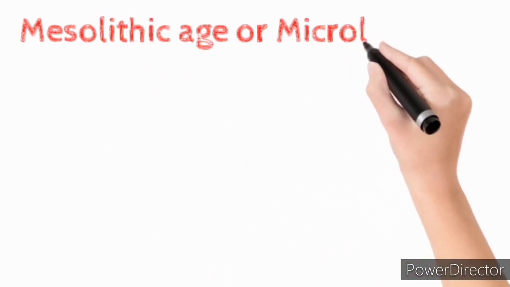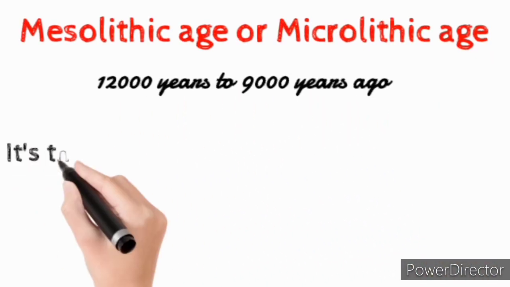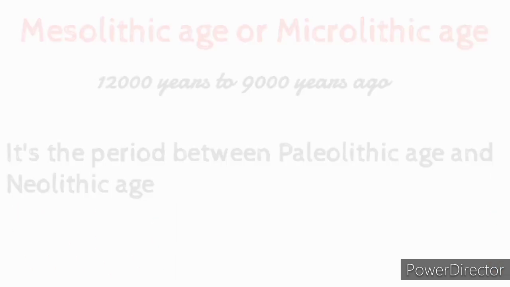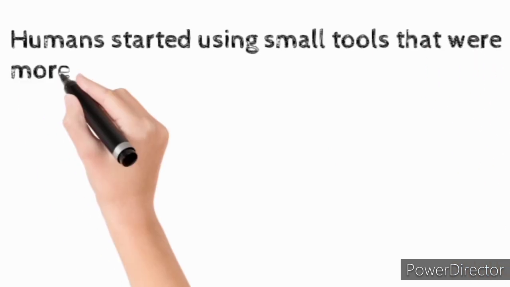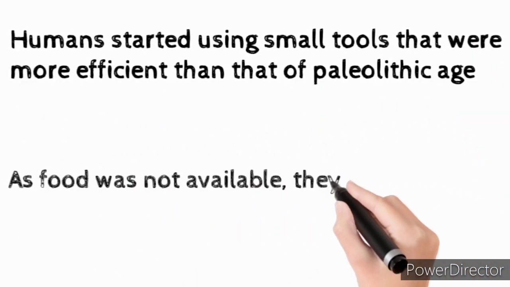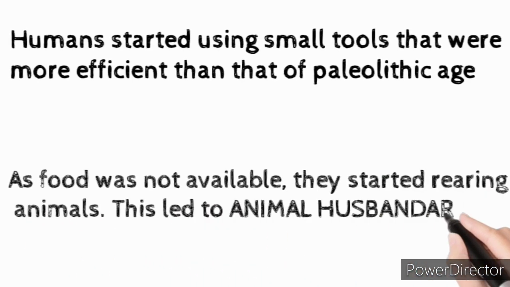Mesolithic age or Microlithic age. It is the period between Paleolithic age and Neolithic age. Humans started using small tools that were more efficient than those of Paleolithic age. As food was not available all the time, they started rearing animals. This led to animal husbandry.